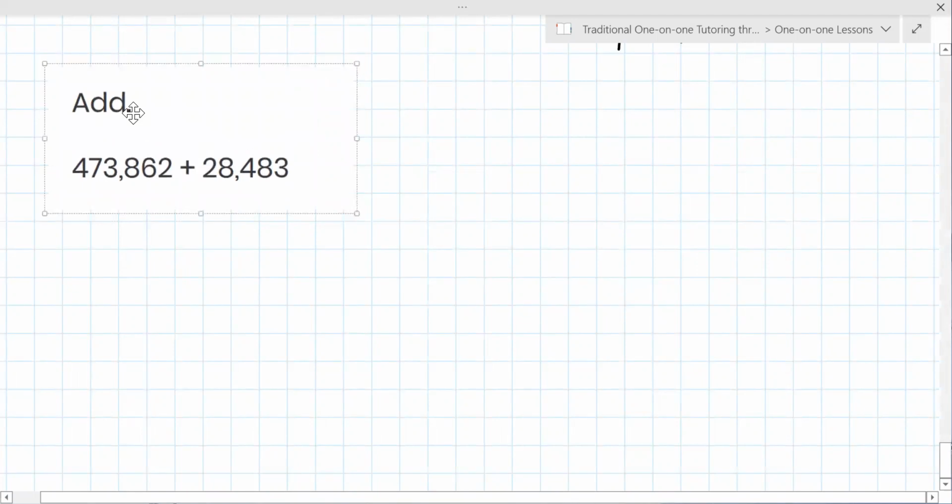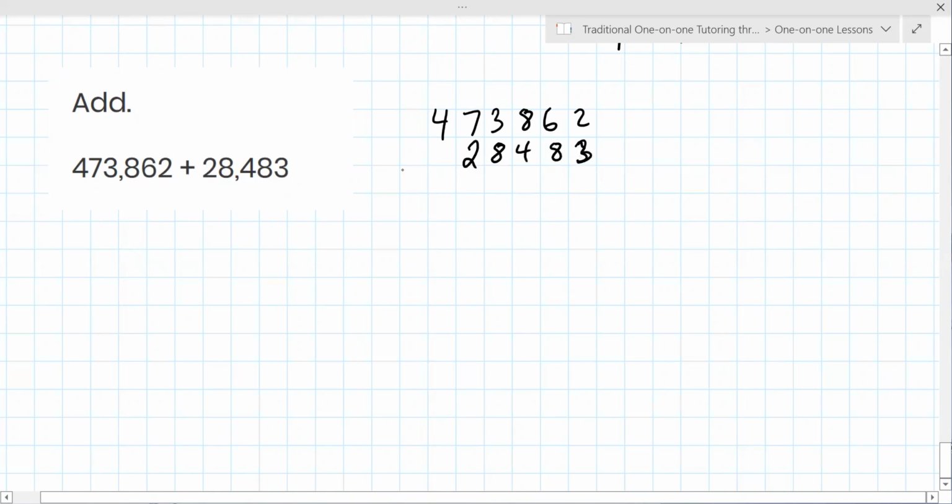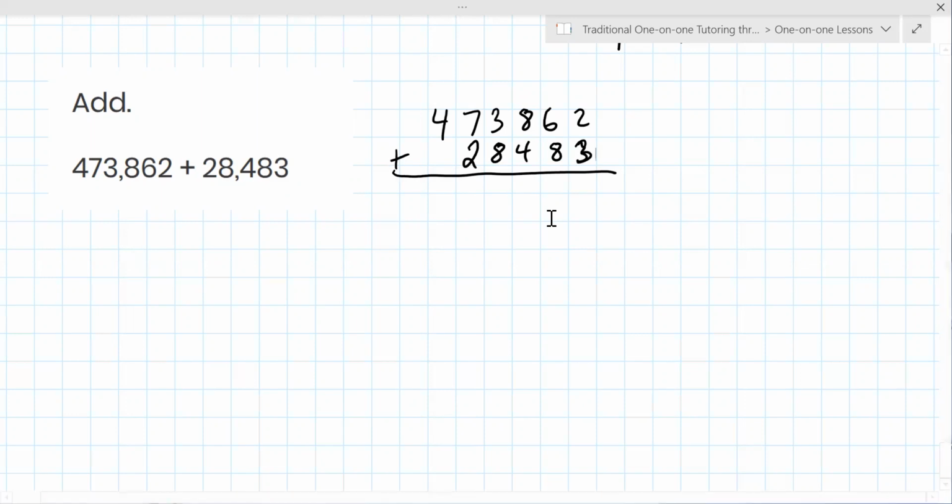So this problem says to add these 2 numbers. Now, the first number has 6 digits in it. I've got 1, 2, 3, 4, 5, 6. The second number only has 5. You have to line them up on the right side. Do you see how these line up on the right side here? Yes. Yeah, they line up over here, and that's really critical. Let me know when you get this down, and then we'll start working through this together.